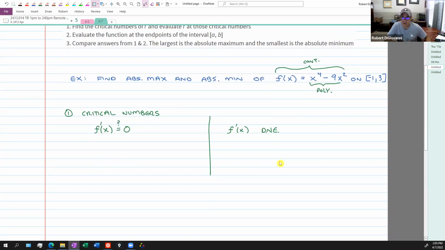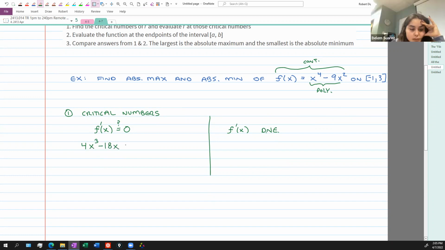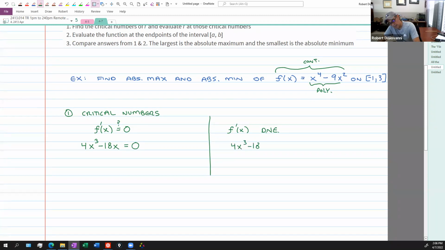Well, that means I need the derivative, right? I need to be able to take the derivative. So what is the derivative of x to the 4th minus 9x squared? 4x to the 3rd minus 18x. I want to know where that's 0. And then I also want to know where 4x to the 3rd minus 18x, the question here is, does this ever not exist, right?